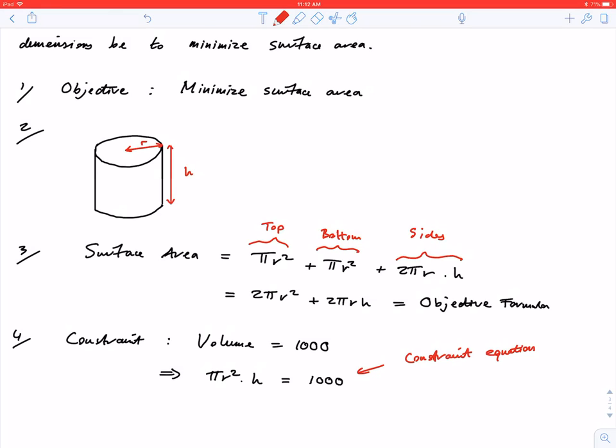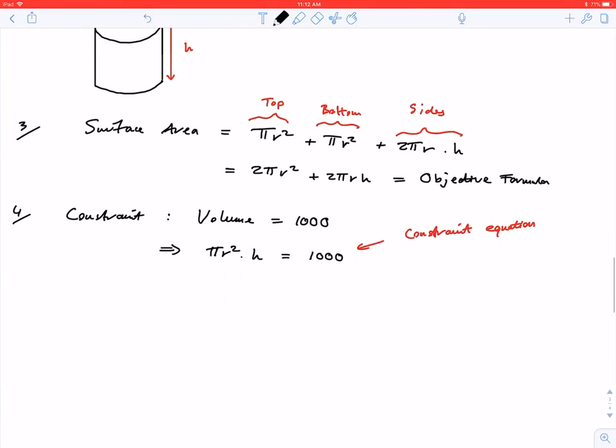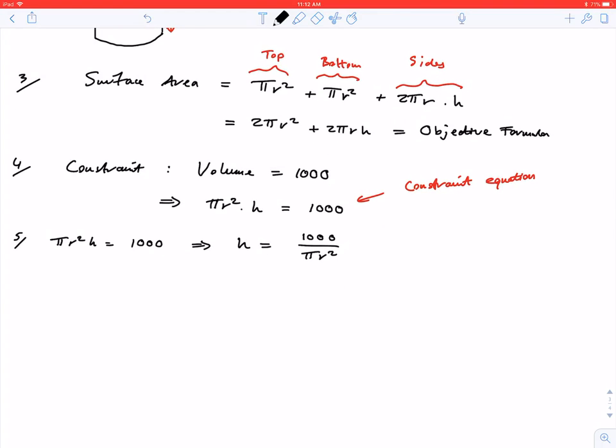So at this point, we've got to do the rest. I need to, first of all, solve the constraint for one unknown. Now there are two choices here. So pi r squared h is equal to 1,000. Well, I can do two things. I could solve for h, which gives me h equals 1,000 divided by pi r squared, or I could solve for r. So this would give me 1,000 divided by pi h, but I'd have to take a square root.